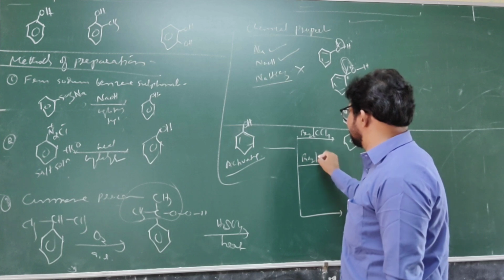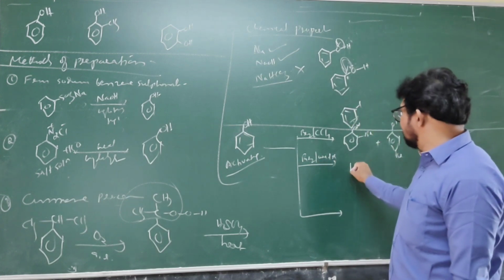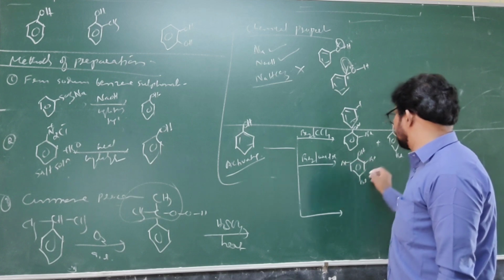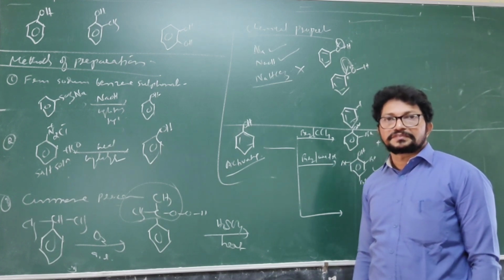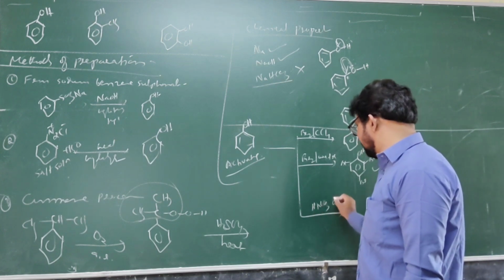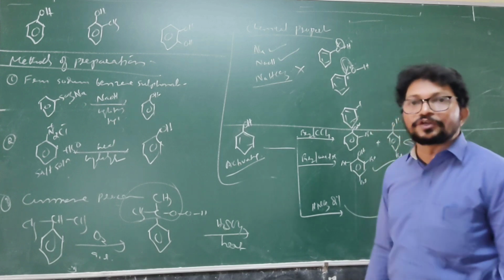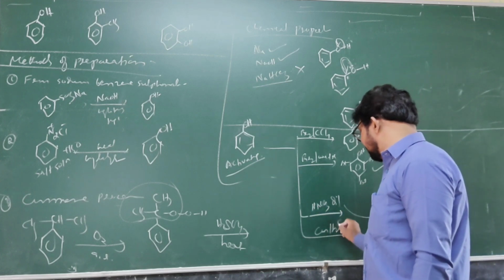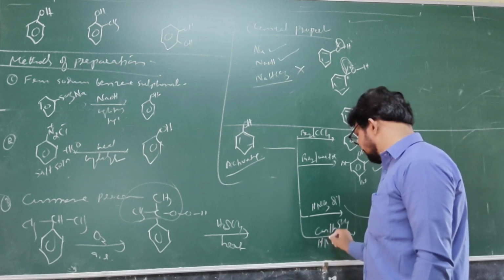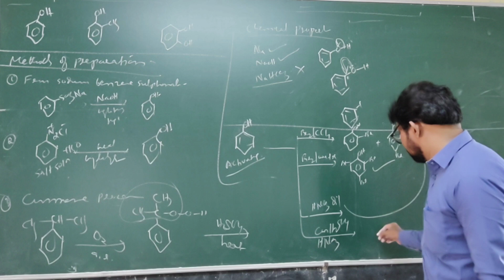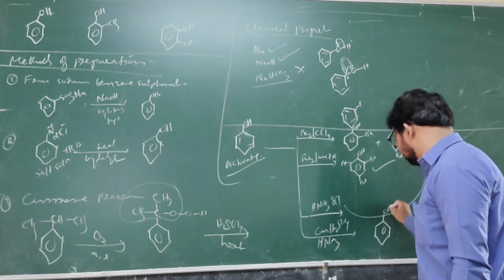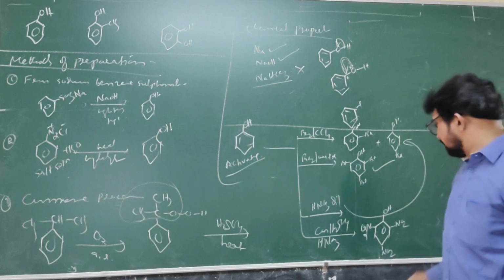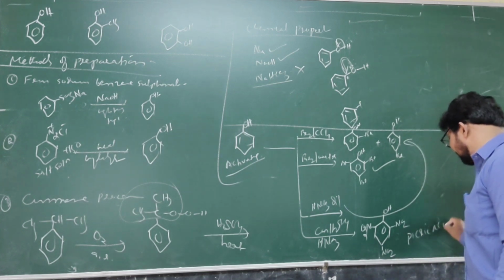Same bromination in aqueous medium: all the three places are simultaneously brominated, giving 2,4,6-tribromophenol. Then there is nitration: dilute HNO3 gives ortho nitrophenol and para nitrophenol. Same HNO3, if concentrated, with H2SO4 as the nitration mixture, all three places are nitrated. This compound is 2,4,6-trinitrophenol, having a name called picric acid.